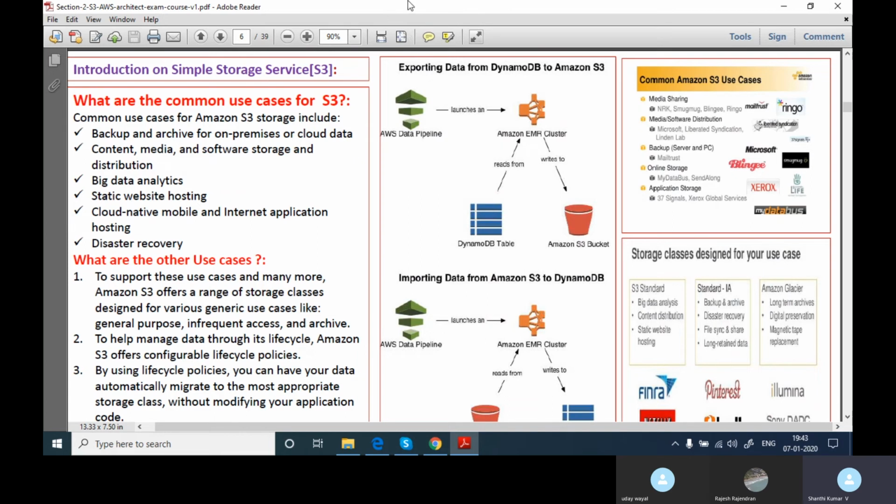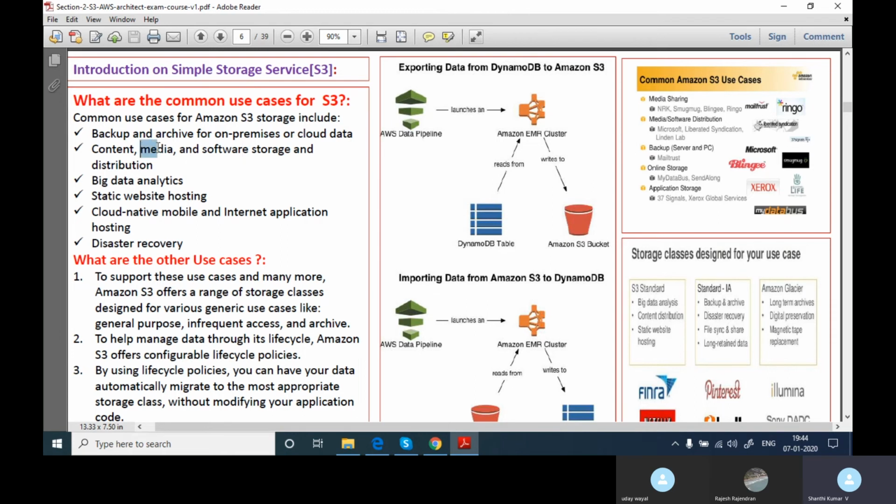The common use cases for S3 storage include backup and archive for on-premises or cloud data. Let us say you have a data center. As Rajesh said, they have tape-related storage files. Those are the archive files, basically cold storage. Those cold storage files can be used for cloud storage. Then content and media storage, and software storage and distribution. What is content? Basically, content management systems. They use a lot of content, website content for knowledge purposes, maybe papers, blogs, such kinds of things.